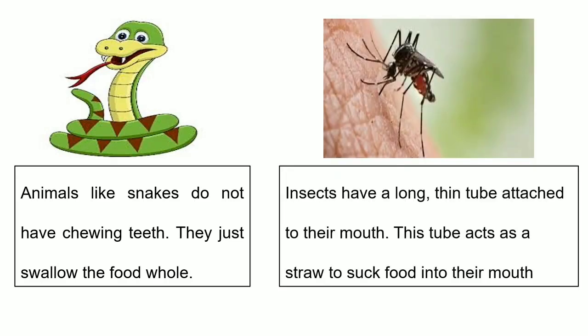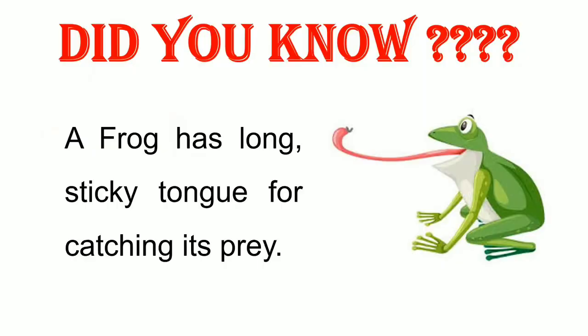Some insects like the mosquito have a long thin tube attached to their mouth. This tube acts as a straw to suck food into their mouth. Now, did you know a frog has a long sticky tongue for catching its prey like this?